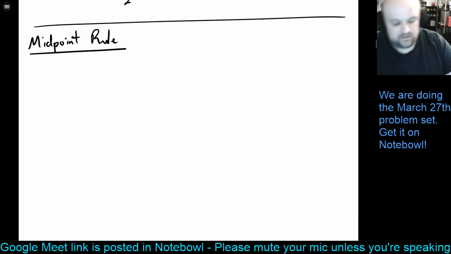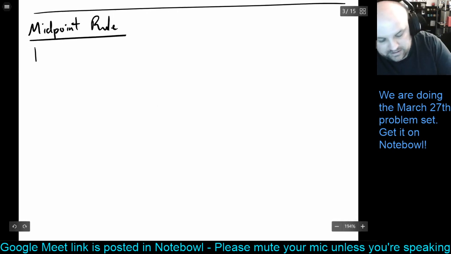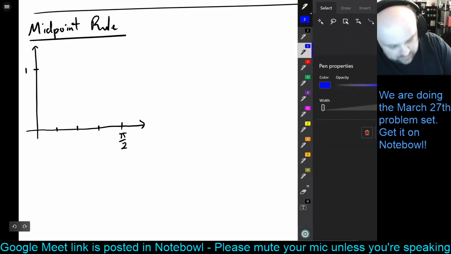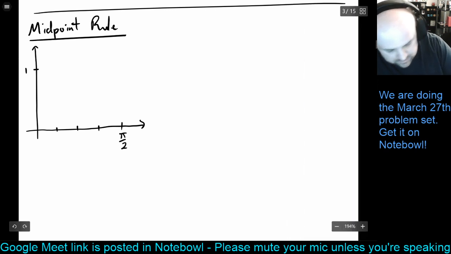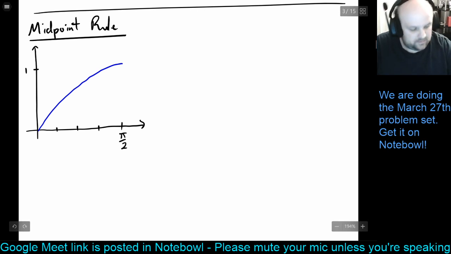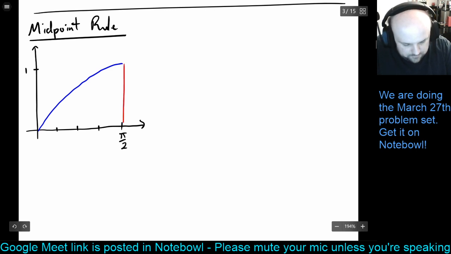Midpoint rule here. I'm going to start off with the same picture, pi over 2. We're still going to cut this into the same 4 pieces. This function still goes up to 1. We still have our function here, and we cut this off again.